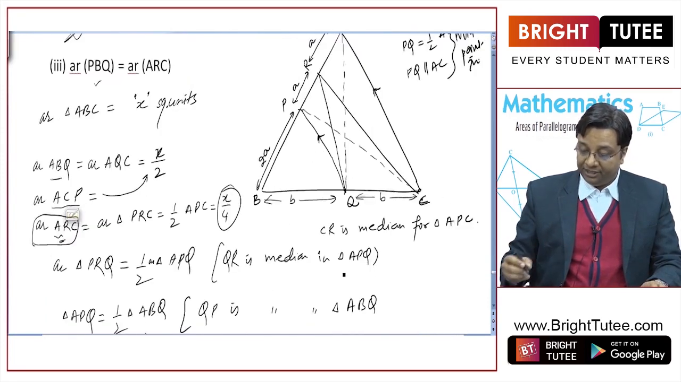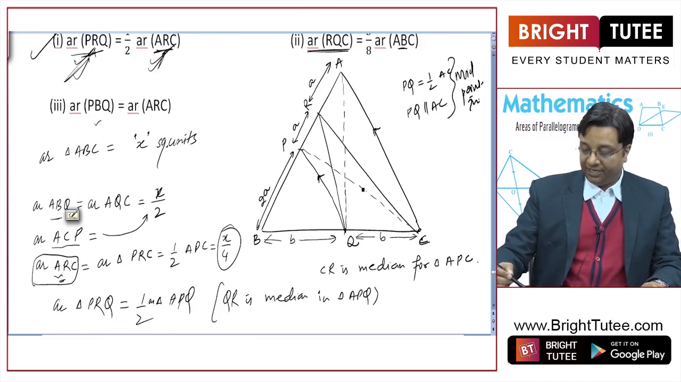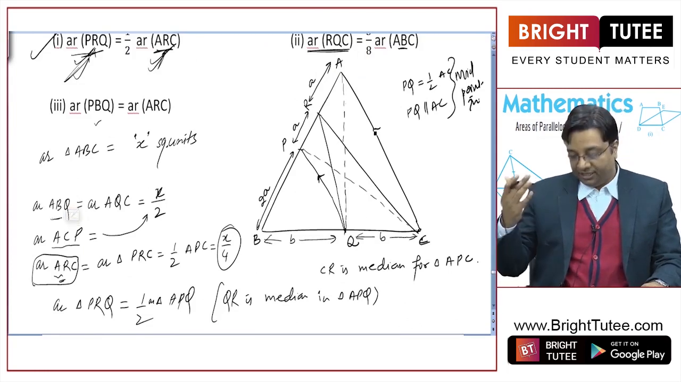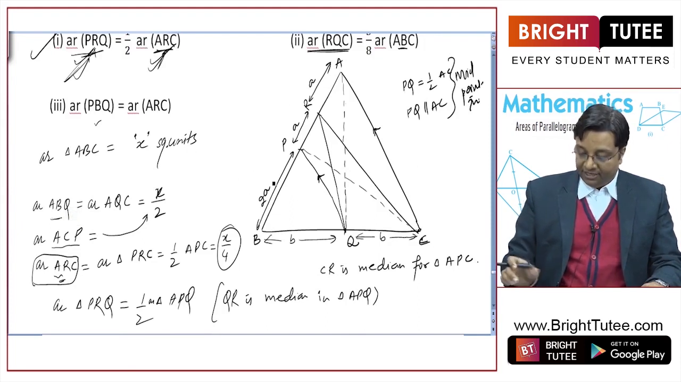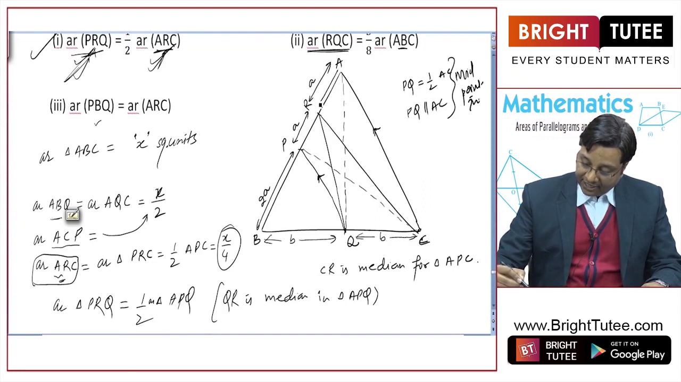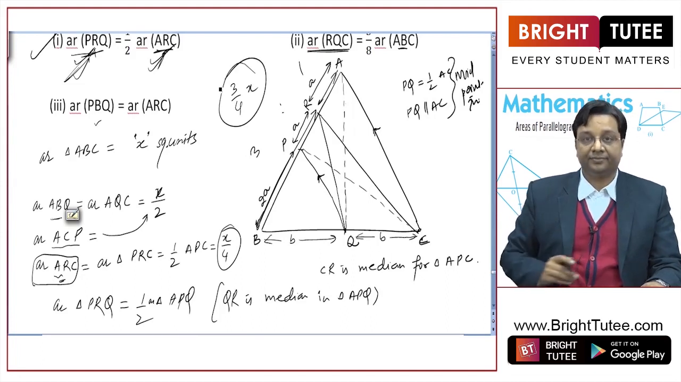And what is RBC? RBC has got triple the area of ARC, or in other terms, let me tell you, the bigger area was how much? It was equal to x, right? So AR and RB has got a ratio of 3:1. So RBC will have area 3 by 4x, right?